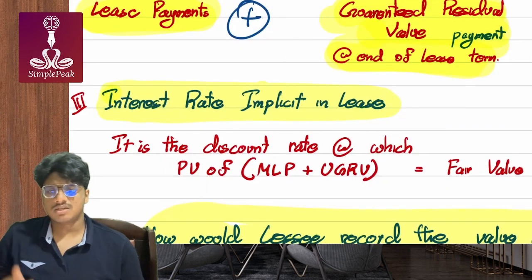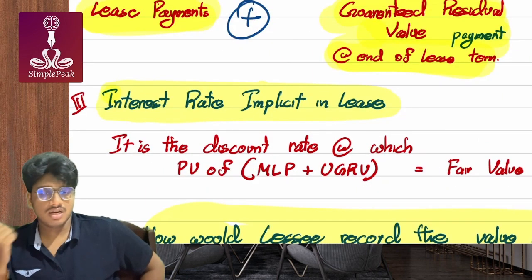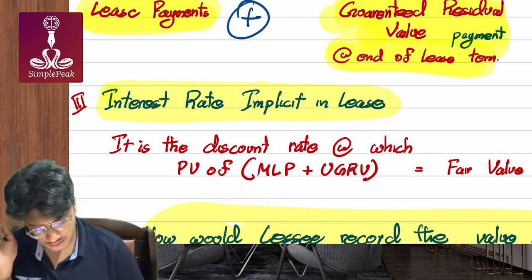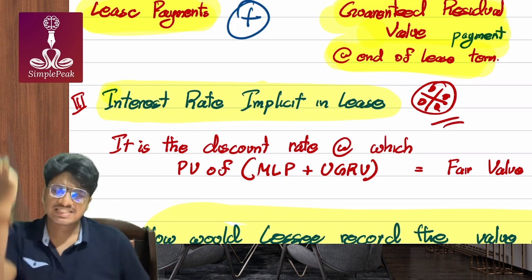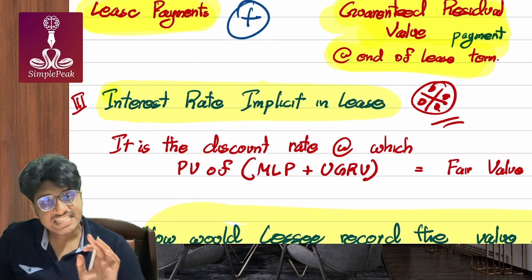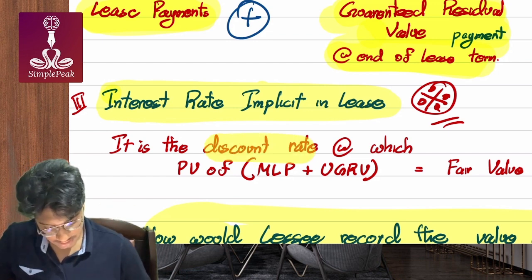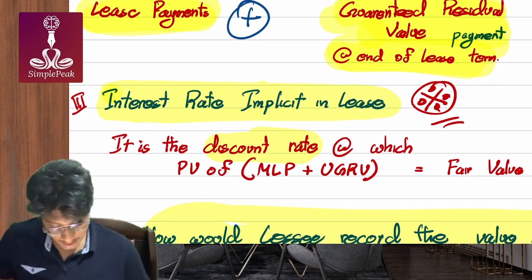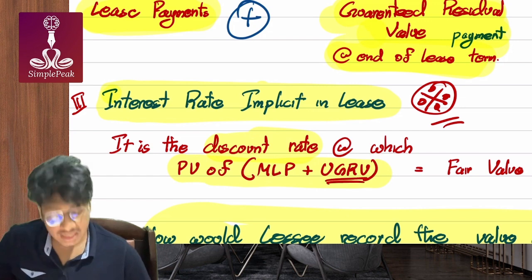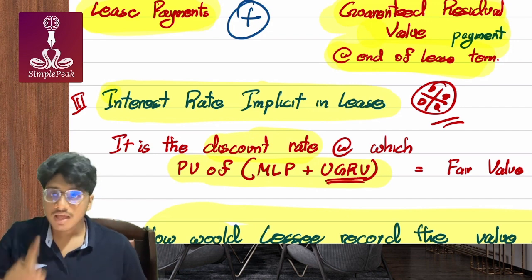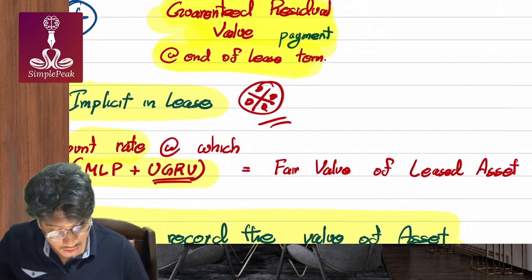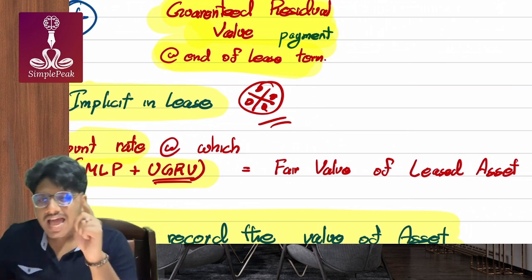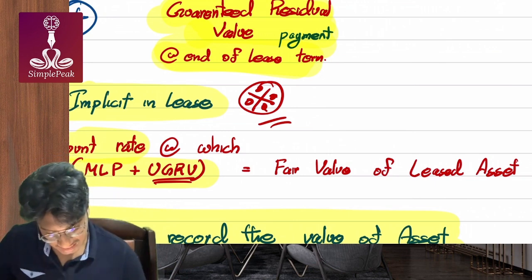And now let's discuss what is meant by interest rate implicit in lease. This is very important from your exam point of view, and questions can be tested from here. What does this implicit interest rate mean? It is a discounting rate where the present value of minimum lease payment plus unguaranteed residual value is equal to the fair value of the leased asset. It is as good as what you talk about as IRR.